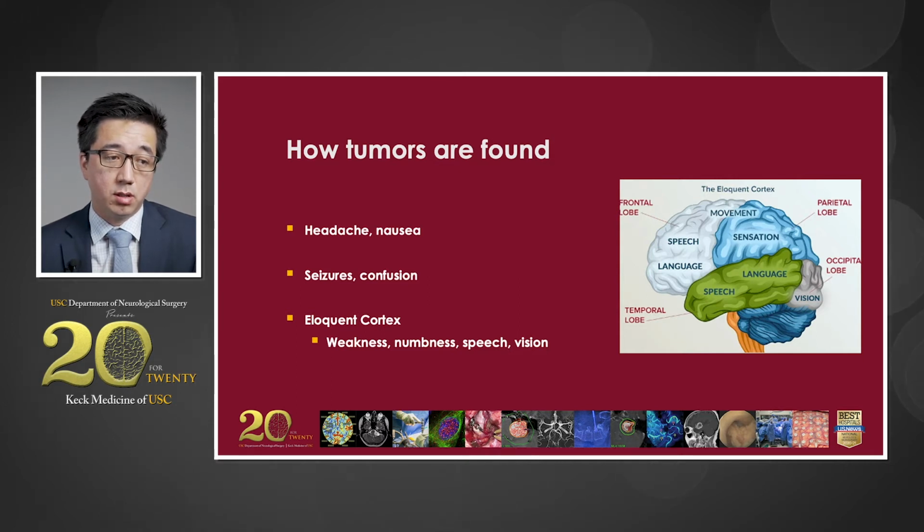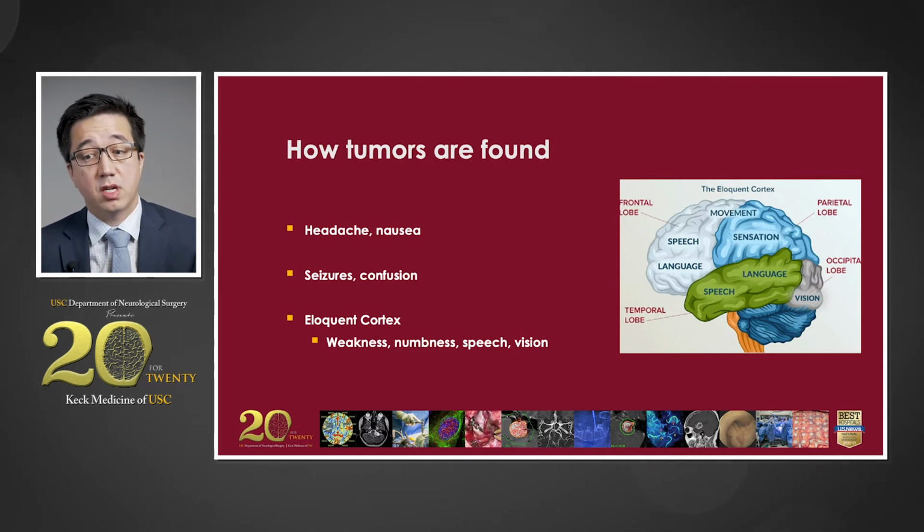But there's the idea that the brain is broken up into specific areas. There's areas of speech, there's areas of sensing, feeling things, there's areas of moving, and there's areas of seeing.